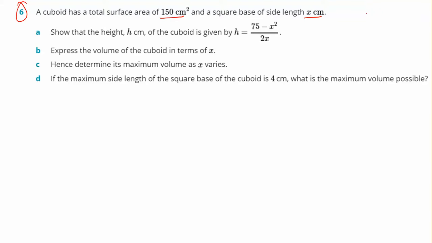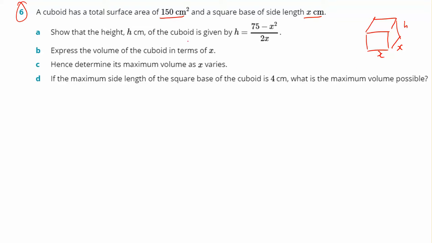Okay, so cuboid basically means cube, like this. So this is what a cuboid looks like. We've got a square base of side length x, so the base is square. The height is going to be like this. We're assuming the height is going to be different to the base length and width, so I'm just going to call that h.